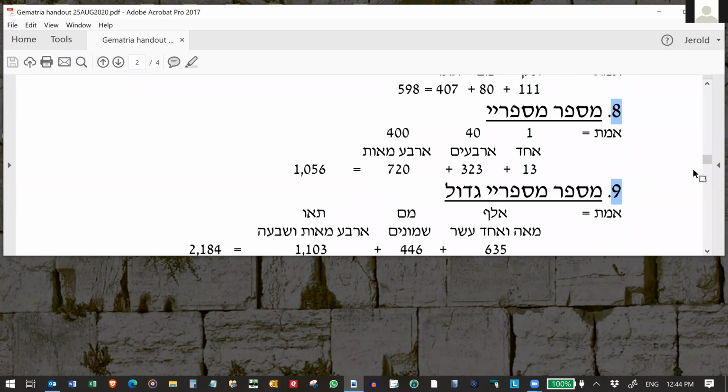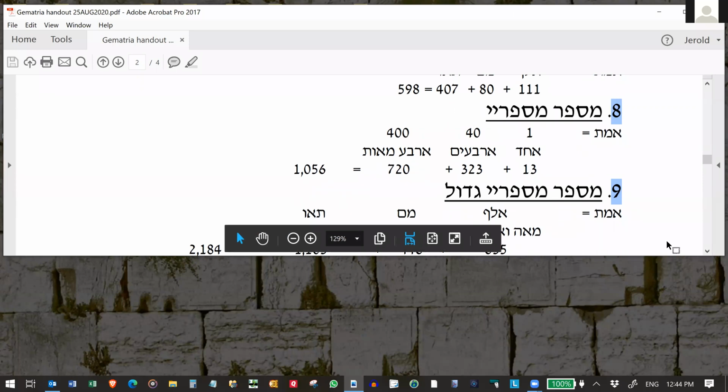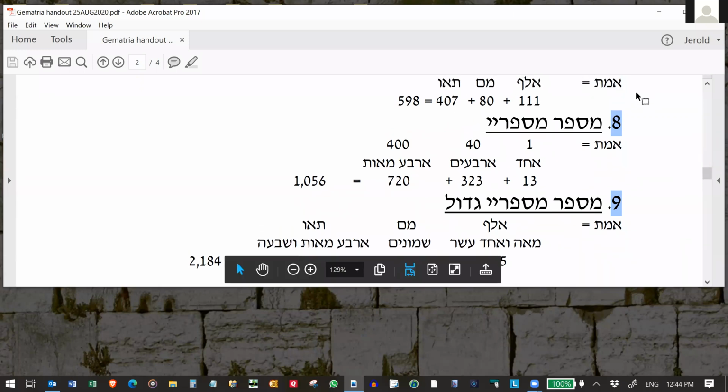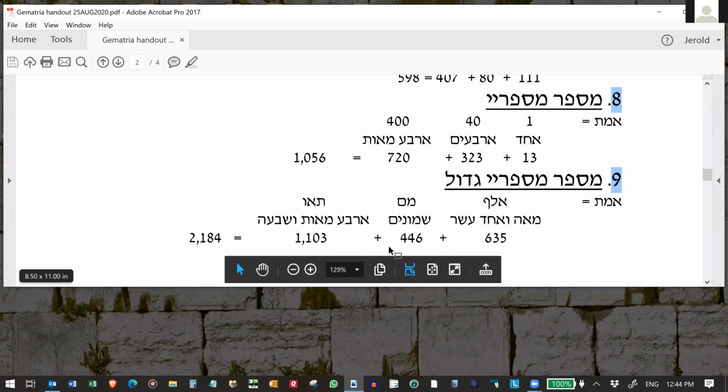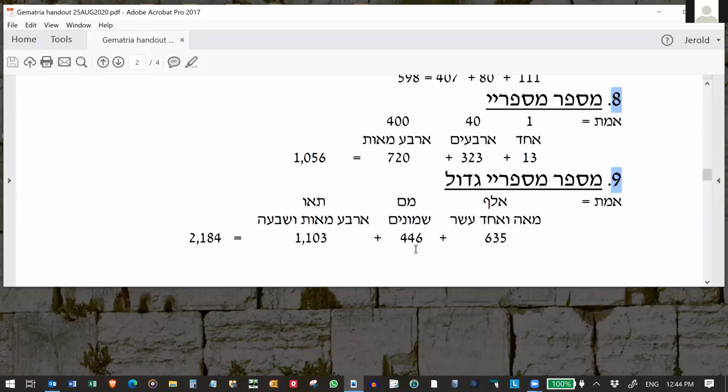And then we take the Gematrias of those words, 635, 446, and 1103. And so you see, pull this down a little bit, you see that this is actually a combination of 7 and 8, and you end up with 2184. Not as astronomically large as some of the others, but still, it's a very interesting number.